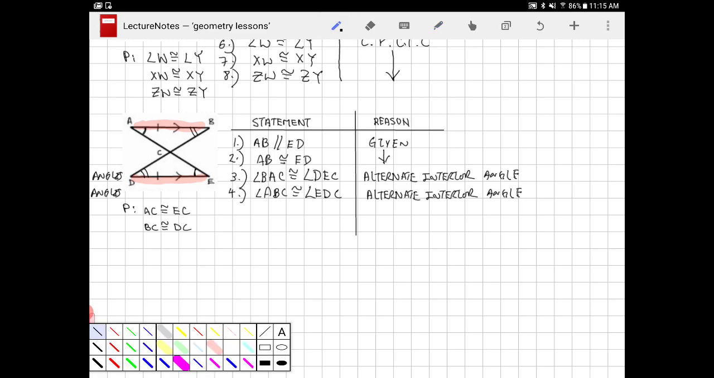Recognizing this now, we actually have an angle-side-angle relationship set up. We have angle, side, angle. So therefore, on the fifth line, I know that triangle ABC will be congruent to triangle EDC. And I can say that this is true because of ASA. All right, so because this is true because of ASA, I can then say that AC is congruent to EC, and that BC is congruent to DC. And this is true again because corresponding parts of congruent triangles are congruent.